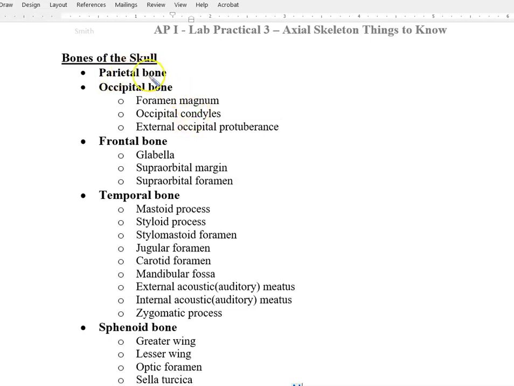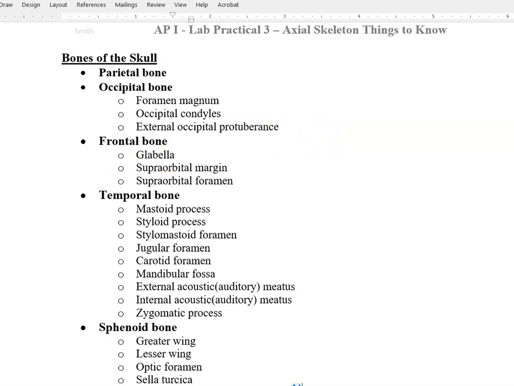So you'll notice on the parietal bone, there's nothing for you to name, but on the occipital bone and the frontal bone, there's several things. So this video is just going to go over the 3 features on the occipital bone and the 3 features on the frontal bone. So let's start with the occipital bone. That's the one in the back of your head.